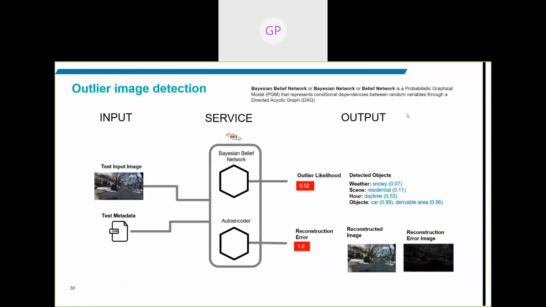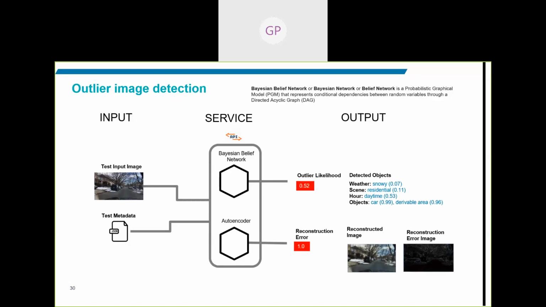Okay, so what we did was we picked up a various set of images, and we tried out two different things. One is an AI technique, a Bayesian belief network, a probabilistic graphical model with conditional dependencies. This worked upon the metadata of the image: what objects are there in that image, whether the weather is daytime, snowy, rainy, what the scene is, whether it is residential, city, street, etc. With all of these we created a Bayesian belief network to see for a new image whether it's an outlier or not.